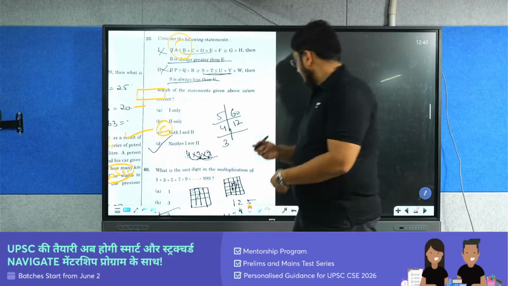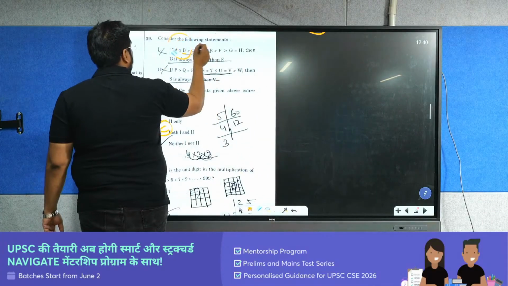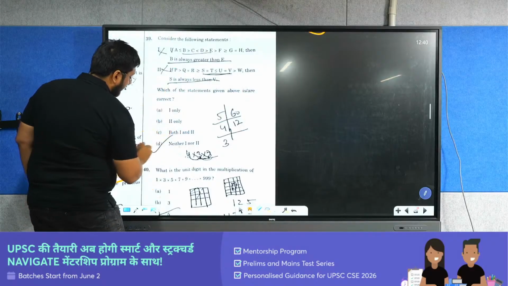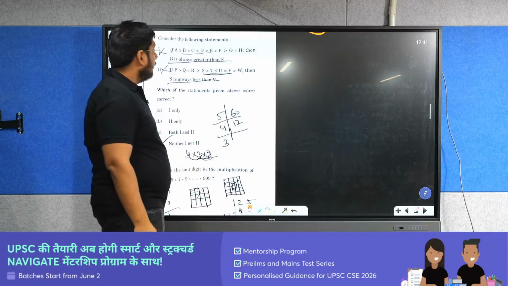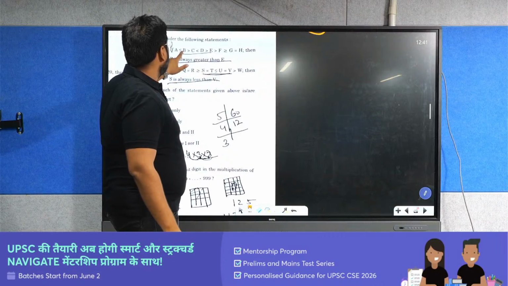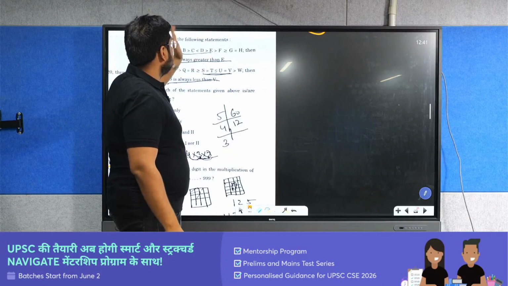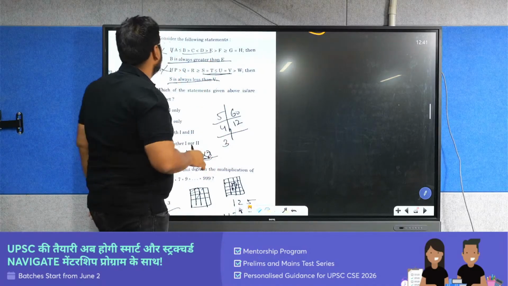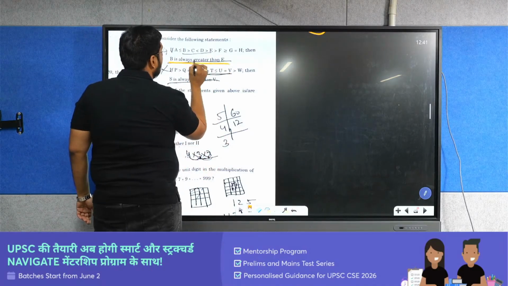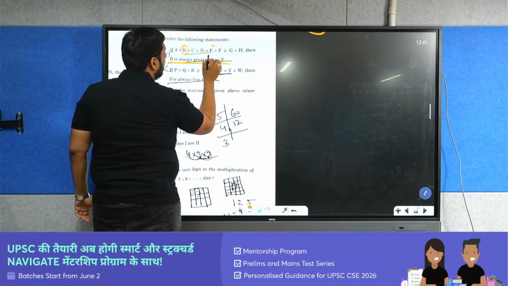Consider the following statements. See, inequalities, I have told you many times, you can do it. How? A is less than or equal to B, B is greater than C, C is less than D, D is greater than E, E is greater than F, F is greater than or equal to G. Then B is always greater than E. We are having a relationship between B and E.